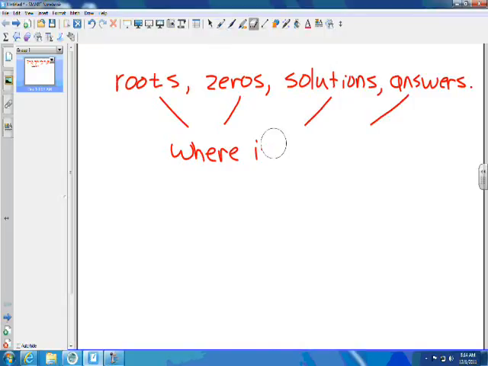Where it crosses. The x-axis. That is what you are looking for. You need to keep that in your mind as you're working through all these problems. That's what you're trying to find, where the parabola crosses the x-axis. So once you've got it graphed, it really shouldn't be too difficult to figure that out, especially on your calculator. It will tell you where it crosses the x-axis.